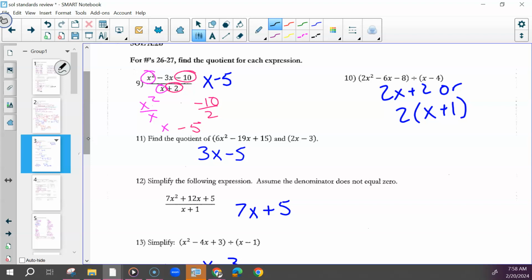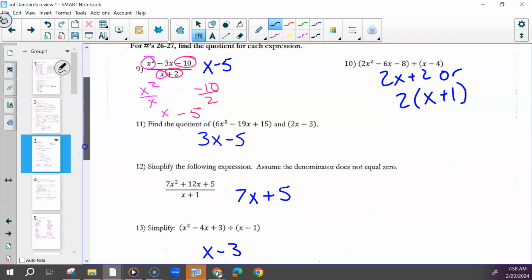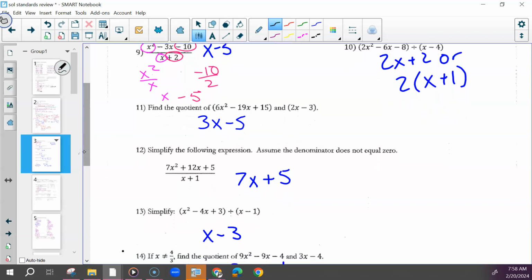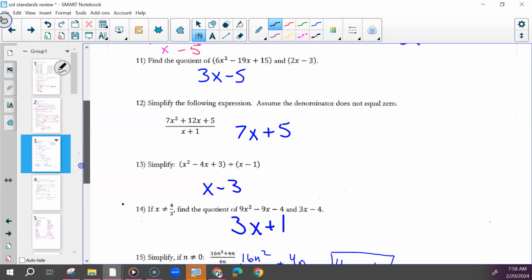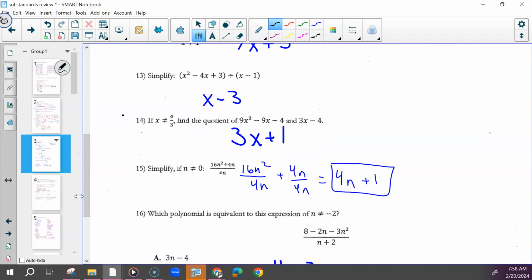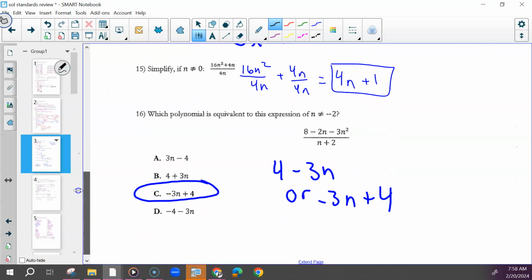9x minus 5. 10, you can write either or, 2x plus 2 or 2, then parentheses x plus 1. 11, 3x minus 5. 12, 7x plus 5. 13x minus 3. 14, 3x plus 1. 15, 4n plus 1. 16c.